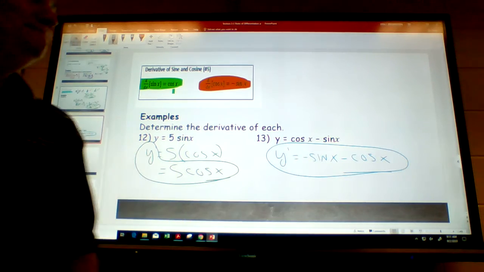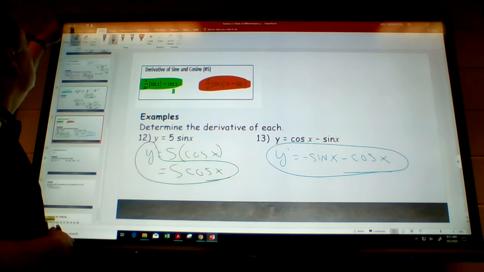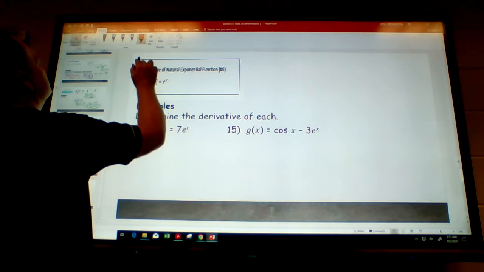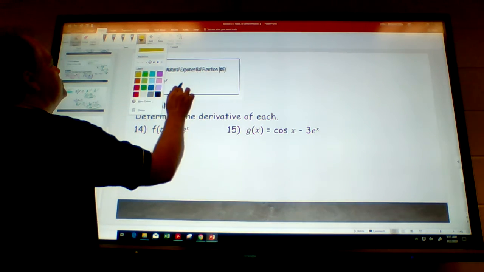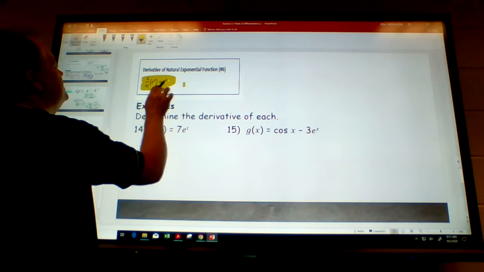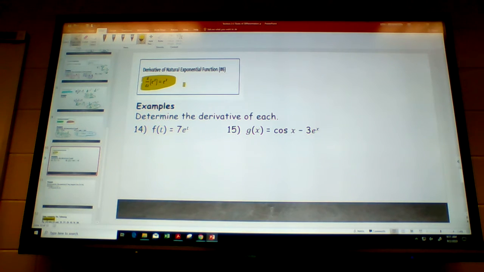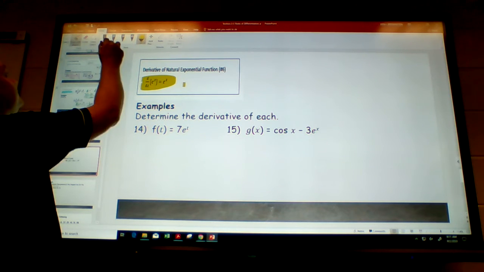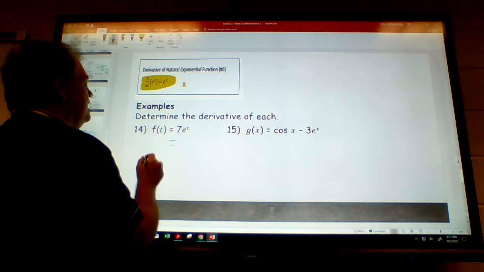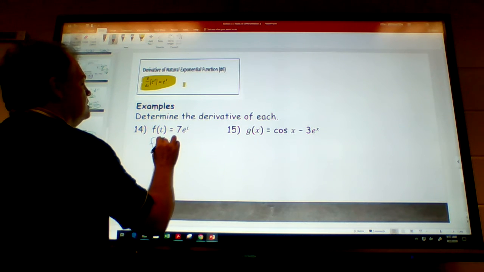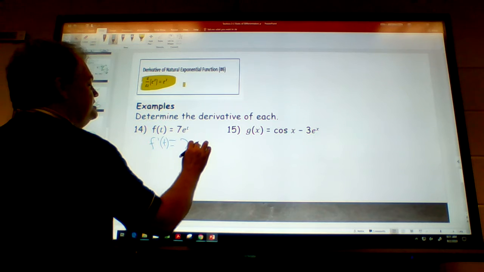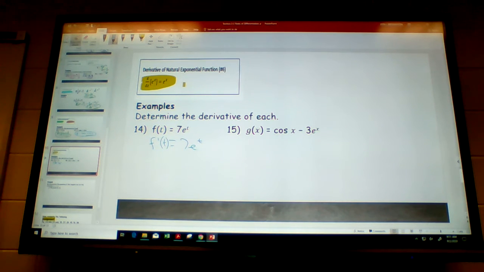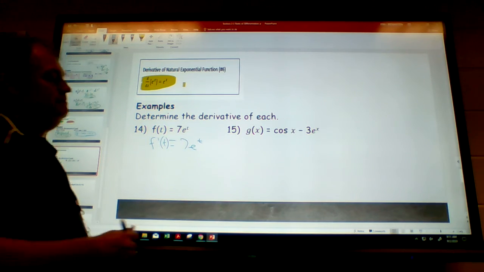Okay. Now, we got that. The derivative of an exponential function, I apologize. The derivative of e to the x is just simply e to the x. So, for example, f prime of t is just simply 7e to the t, because the 7 is a constant. It's just going to stay as it is. Well, the derivative of e to the t is just simply e to the t.